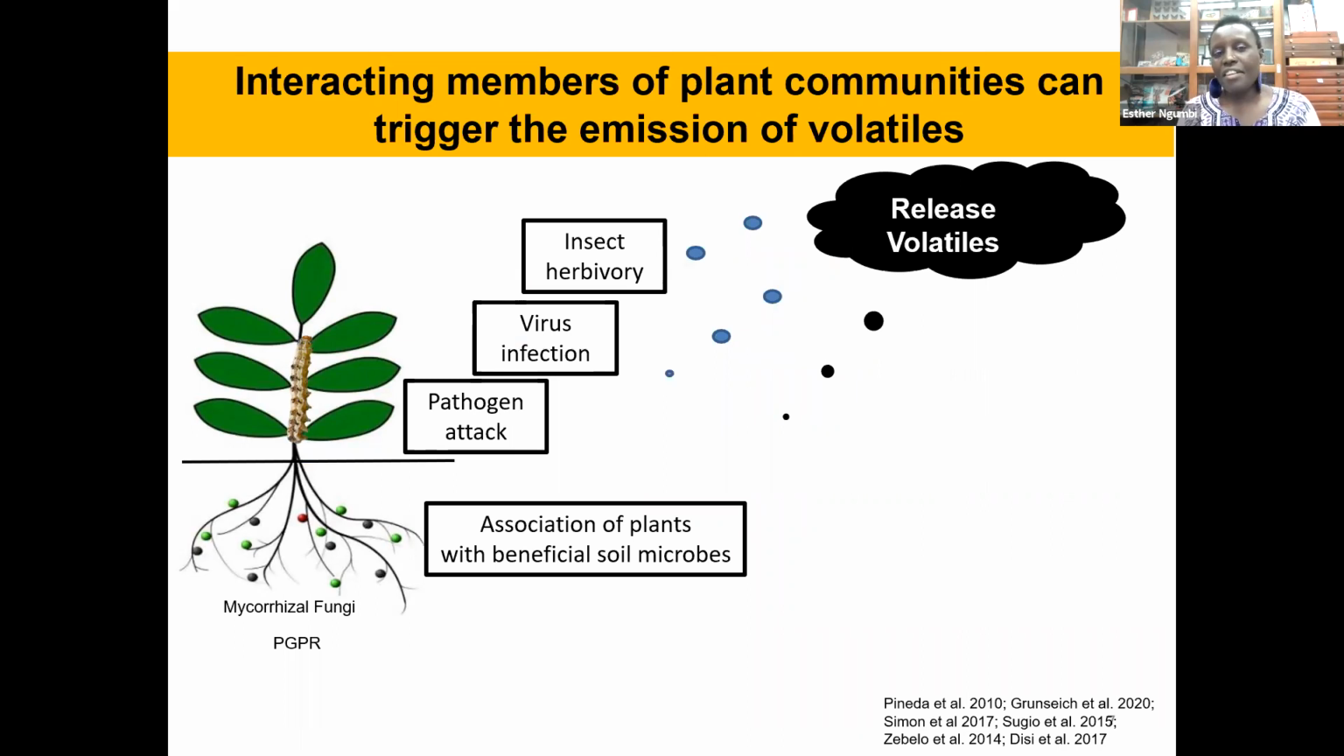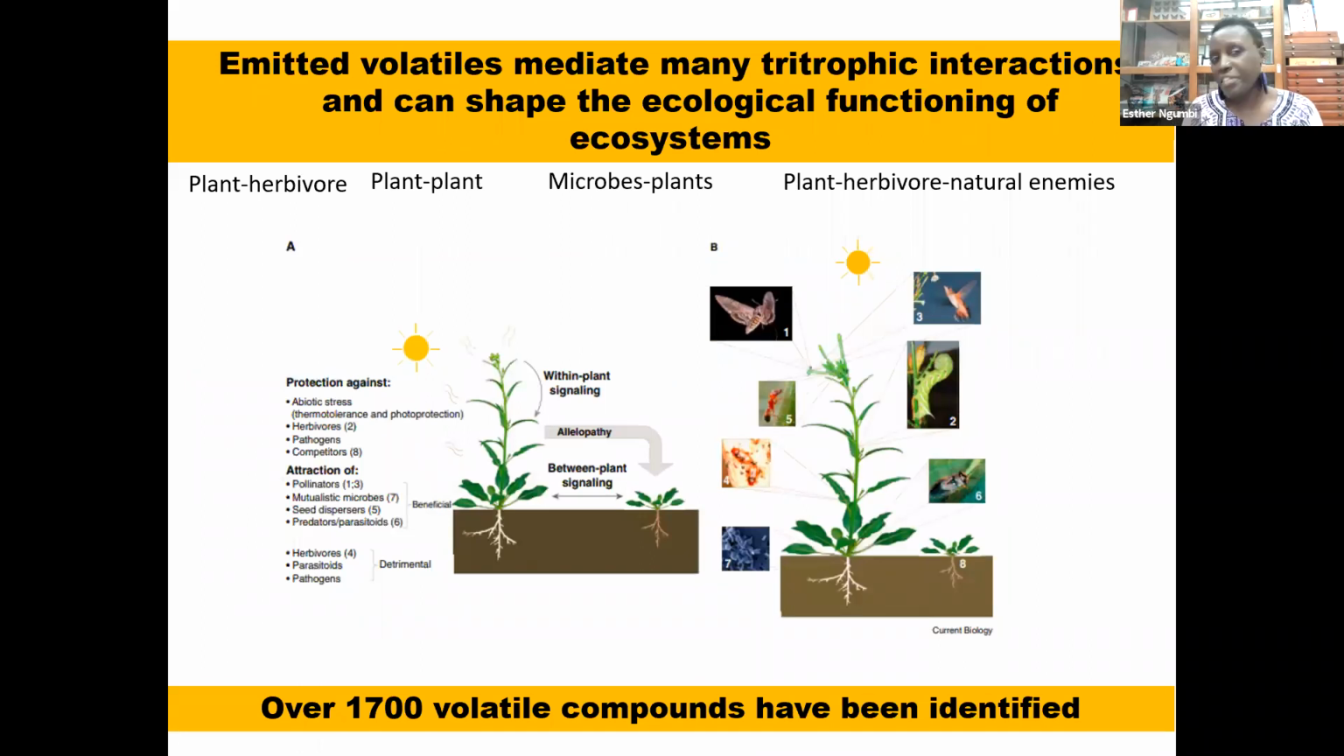And we know now that indeed these interacting members of plant communities can and do actually trigger the emission of volatiles. So 20 years of research that has continued to be amazing and fascinating has truly just elucidated the fact that anytime a plant is attacked by pathogens, insects, viruses, and also below ground, all these interactions do actually trigger the emission of these volatile organic compounds, these chemical signals that then start the lines of communication. They open the line of communication among these interacting members. And we know that these emitted volatiles do mediate a lot of the tritrophic interactions. And because they do play a bigger part, they can shape the ecological functioning of ecosystems.